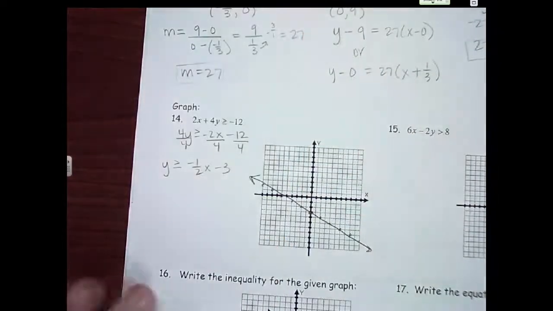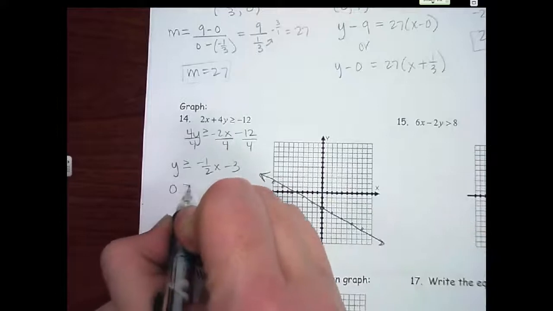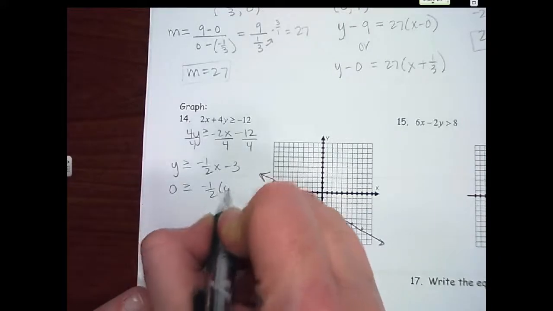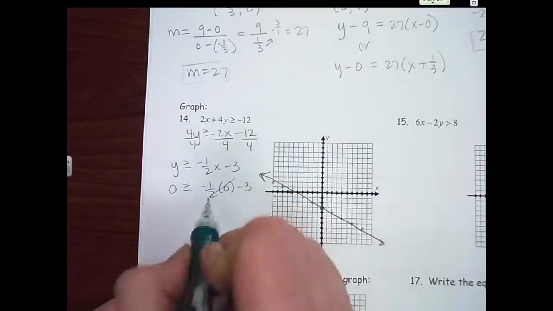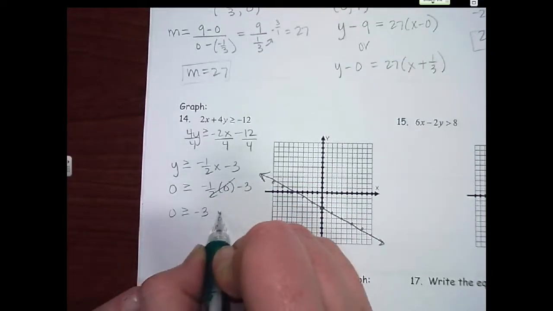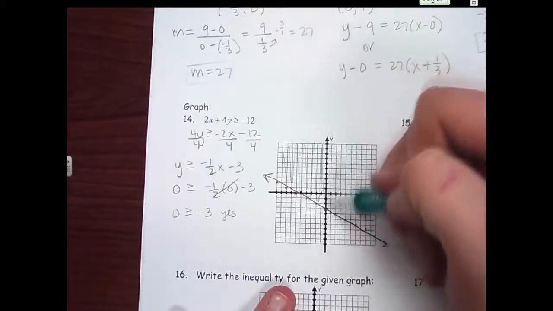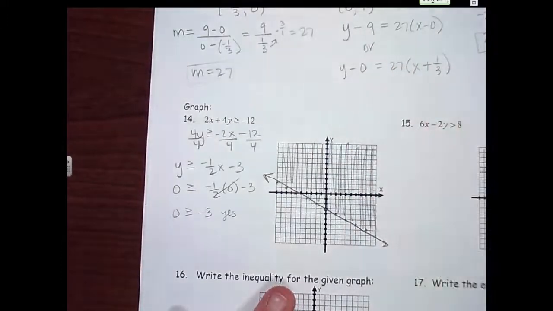So then which side do I shade? You can pick any point you want. I like to pick 0, 0. So I plug 0, 0 into the x and into the y. That goes away. Is 0 greater than negative 3? Yes, that's true. So here's 0, 0. That means anything on this side of the line is a solution.